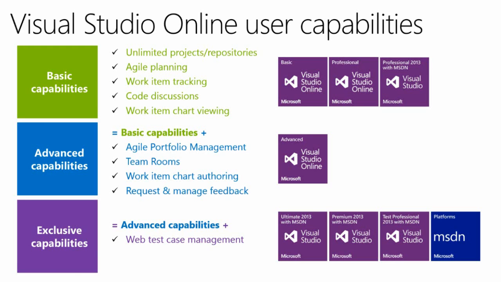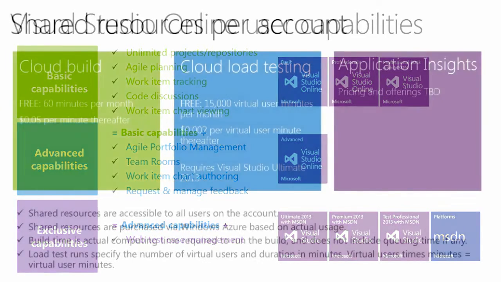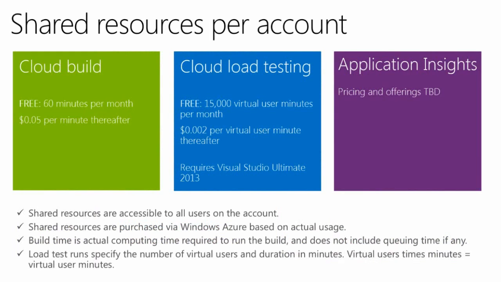In addition to user plans, we also have some shared services that you pay as you use. These shared resources are per account, so they're available to all the users in an account. For example, we've got our cloud build service that we just mentioned, and you'll have 60 free minutes per month, and then it's 5 cents per minute after.